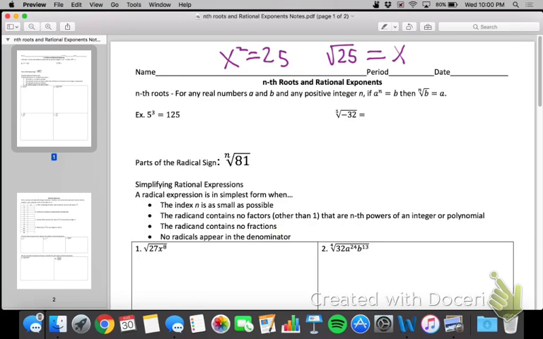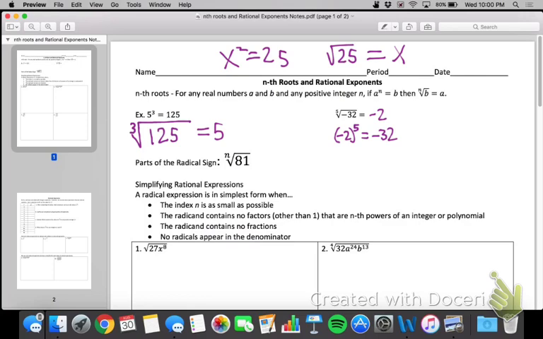So for instance, 5 cubed is 125. Then we draw what looks like a square root sign, but it has a 3 sitting on the corner right there. So the cube root of 125 is equal to 5. So we're just reversing the operation of cubing. Similarly, the fifth root of negative 32 is negative 2, because if I do negative 2 to the fifth power, that gives me negative 32.